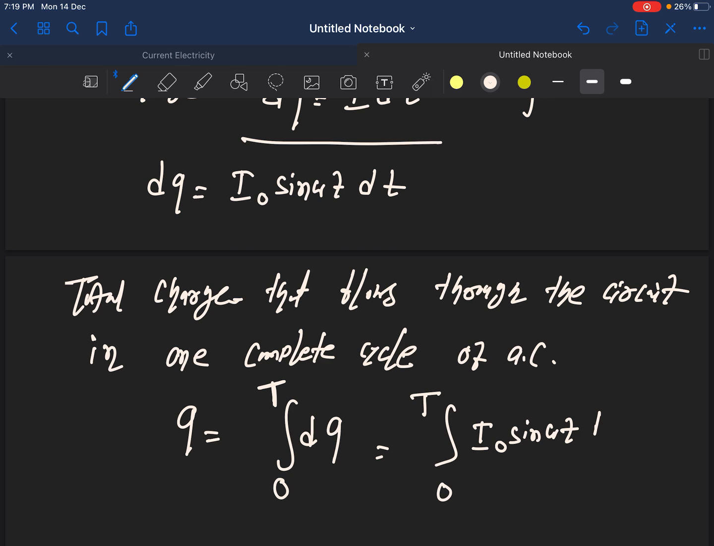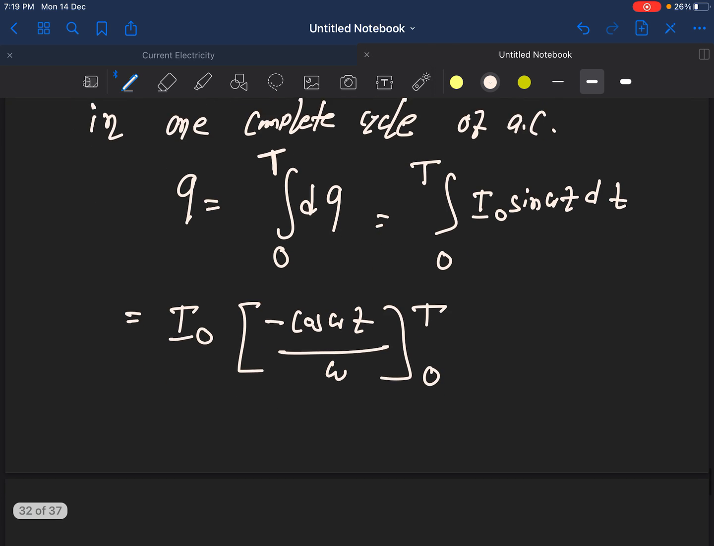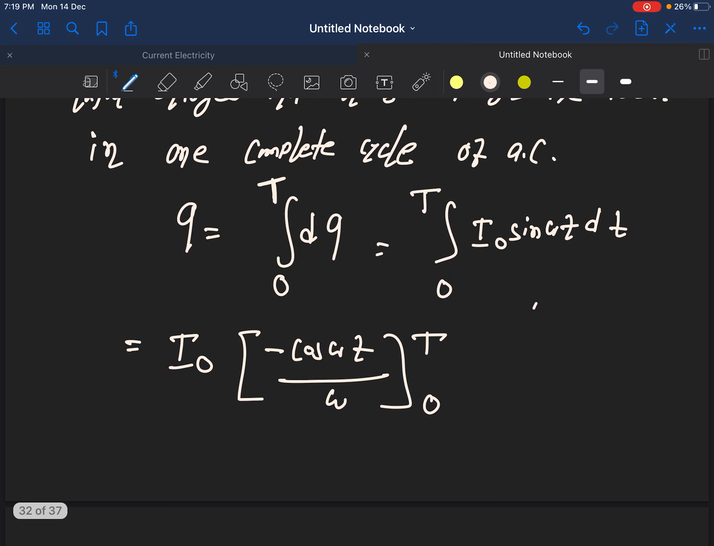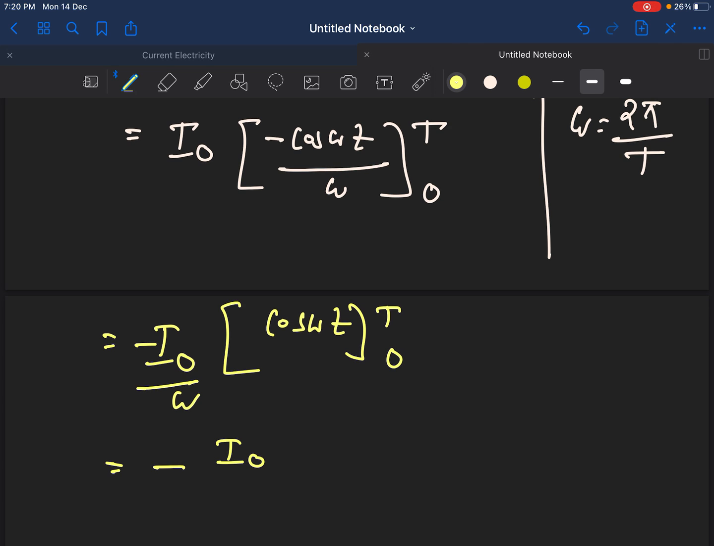Okay, so you have to take I naught outside. The integration of sin omega t dt, what will its value be? It is minus cos of omega t by omega. Okay, so upper limit T, lower limit 0. Now if you put this value, and again we know that omega equals twice pi by T. Okay, now put the values here. Suppose I kept omega and took the minus outside, then this is minus I naught by omega, cos omega t from T to 0.